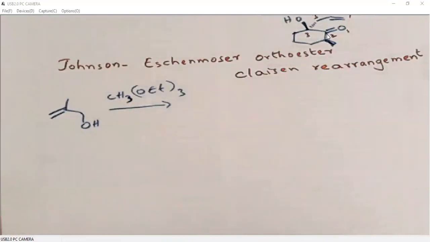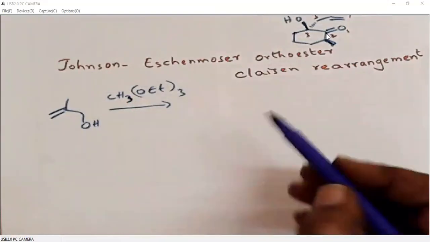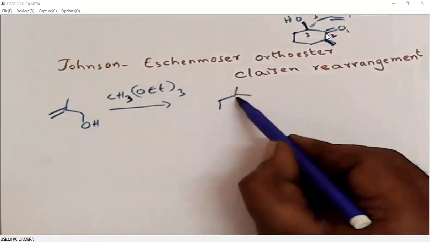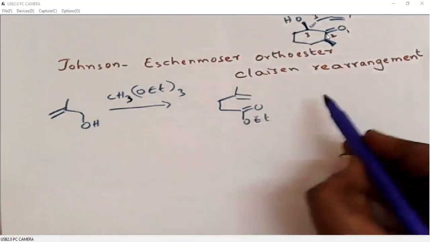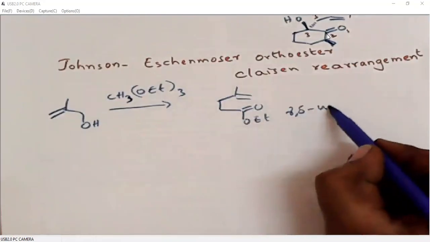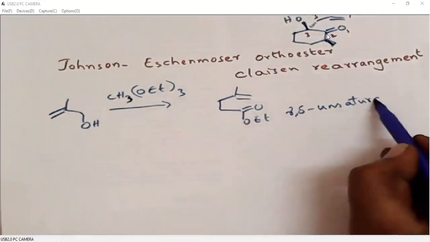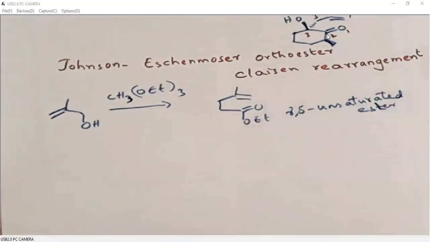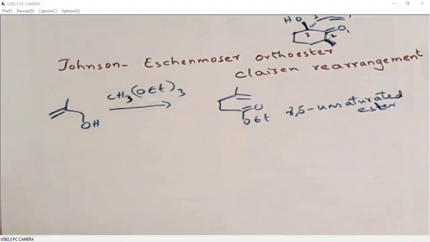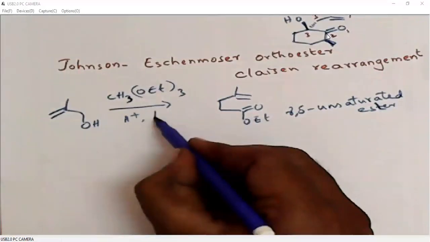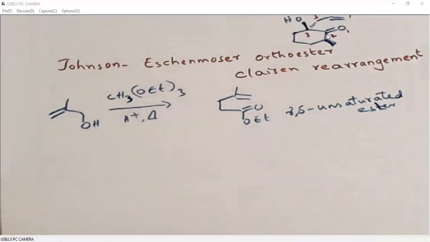These two are the scientists involved in the discovery of this reaction. So the product here is an ester. It is a gamma, delta unsaturated ester. Now I will explain how this substrate for the Claisen rearrangement will be generated by treating allyl alcohol with orthoester. This reaction takes place under acidic conditions.